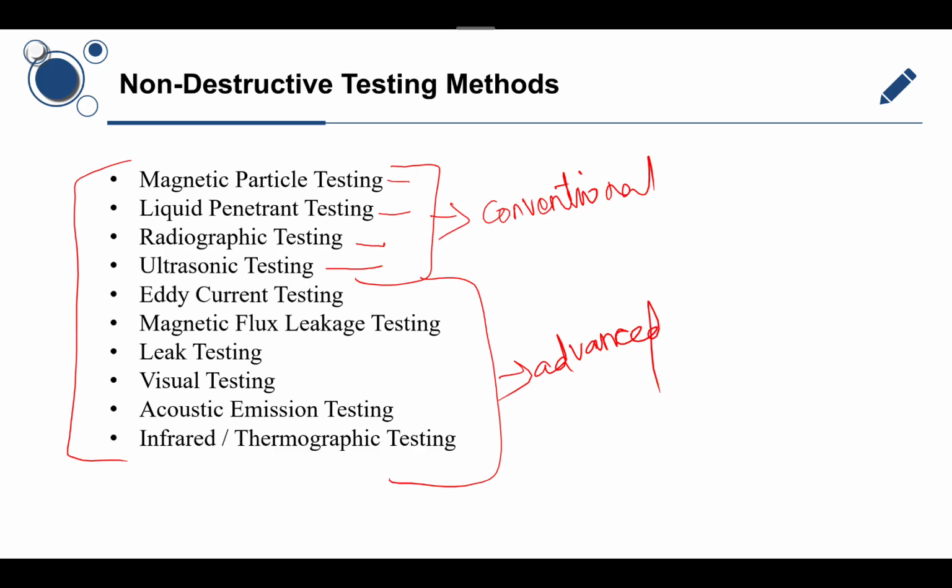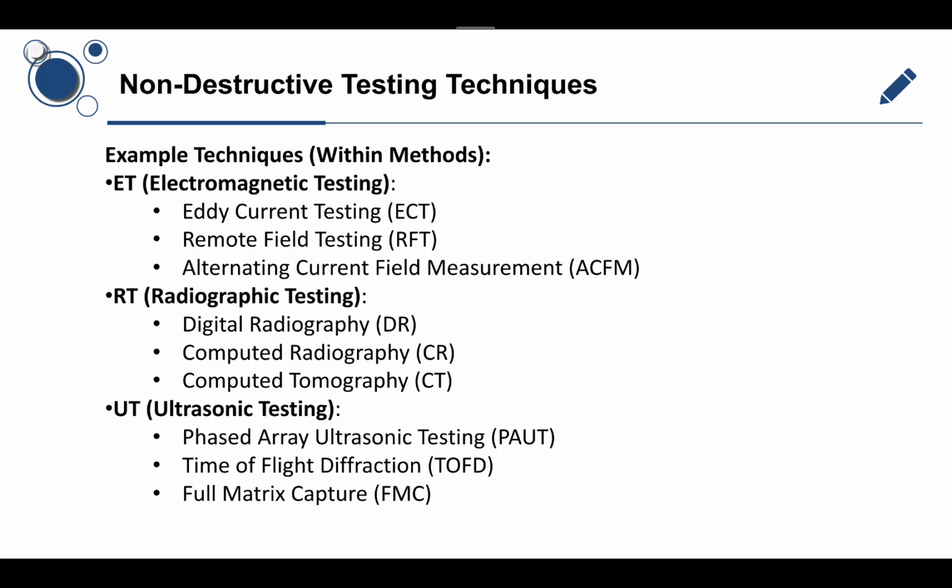Now we have seen the methods, and next we will look at the techniques used. All the methods will be explained briefly in upcoming videos. Within each method, there are specific techniques that define how the inspection is performed. Here are a few examples. In ET, eddy current testing is one of the techniques. Remote field testing is one of the techniques. Alternating current field measurement, ACFM. These three are different techniques used in electromagnetic testing.